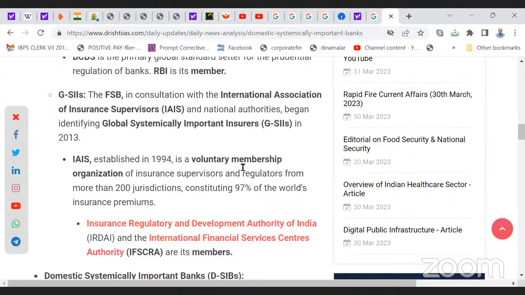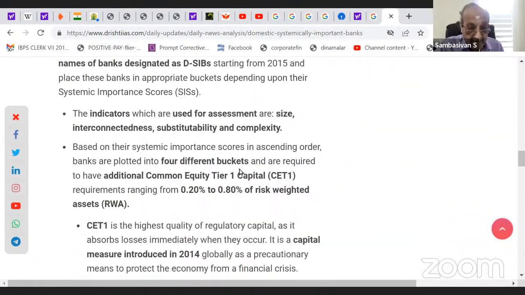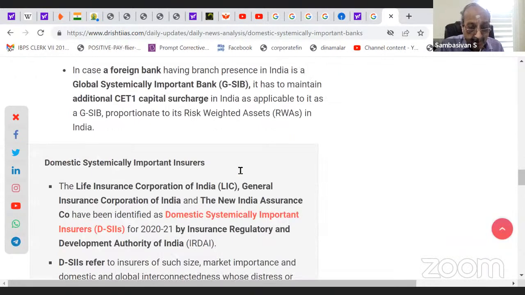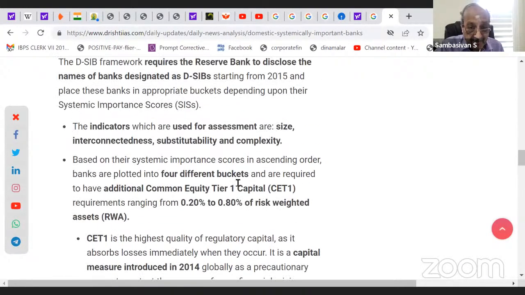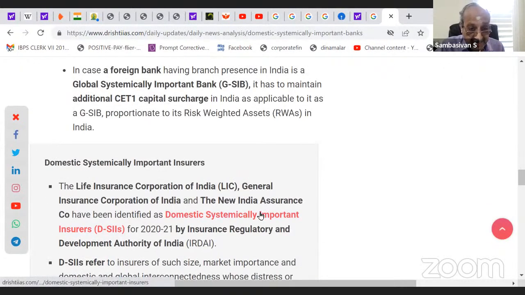Then that is what is more important. Somewhere I read the tier 1 capital requirement ranging from 0.2 to 0.80% of risk-weighted assets. But don't commit yourself too much, except say that the requirements for them are high.